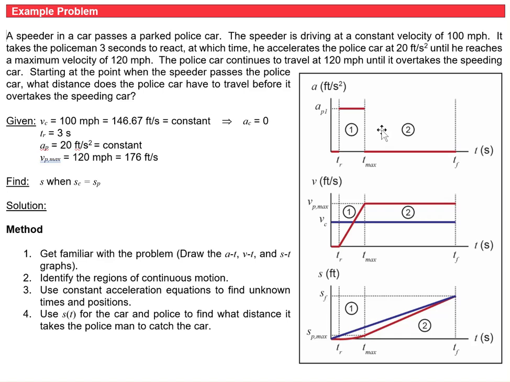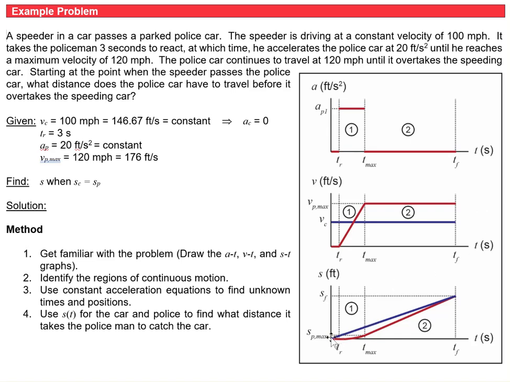So up here we have the acceleration graph of the policeman, right? Because the car has no acceleration. So it takes him 3 seconds to react, then he accelerates at 20 feet per second squared, then travels at a constant velocity until he catches the car. All right, so down here, the policeman has no velocity until he reacts, and then increases his velocity. The slope of this would be 20, and then travels at its maximum velocity. The car has a constant velocity, so it doesn't change.